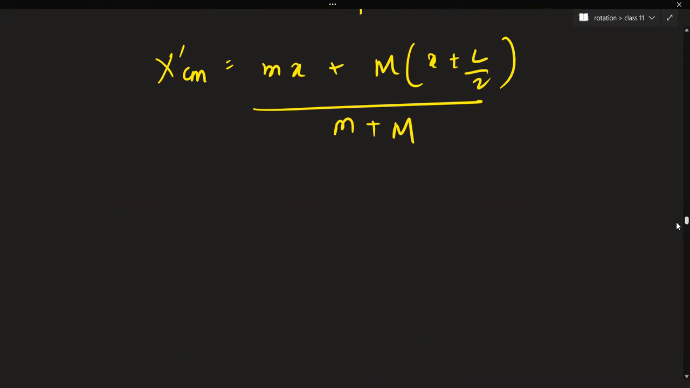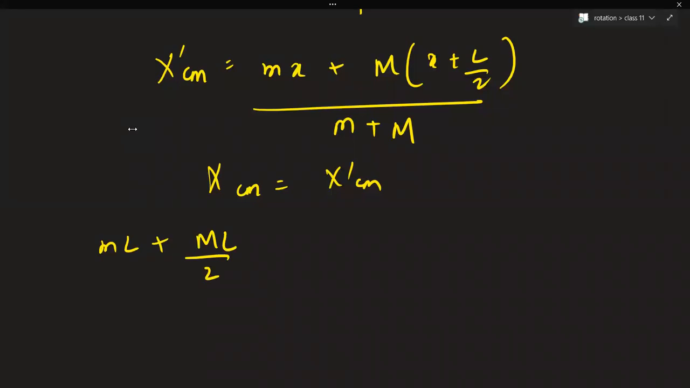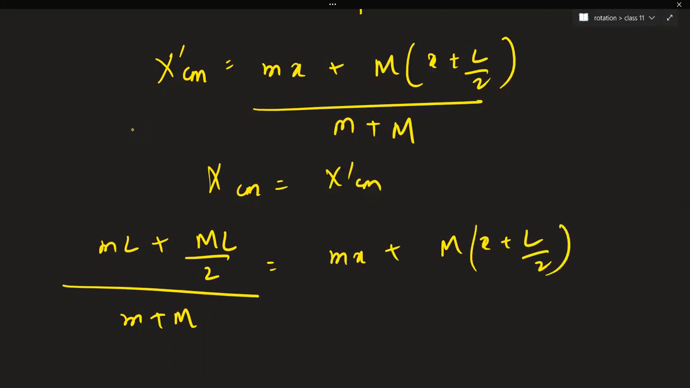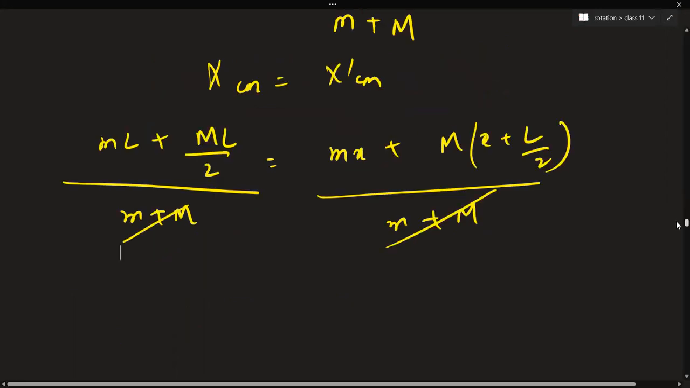See, the center of mass will be conserved because there are no external forces in the system. Did you notice any external force? The plank and man were the system. No external force was present. It means you can equate xcm to x dash cm. That means mL plus ML by 2 over m plus M is equal to mx plus M into x plus L by 2 over m plus M. This cancels this. Now we just have to find the value of x. This is not difficult.